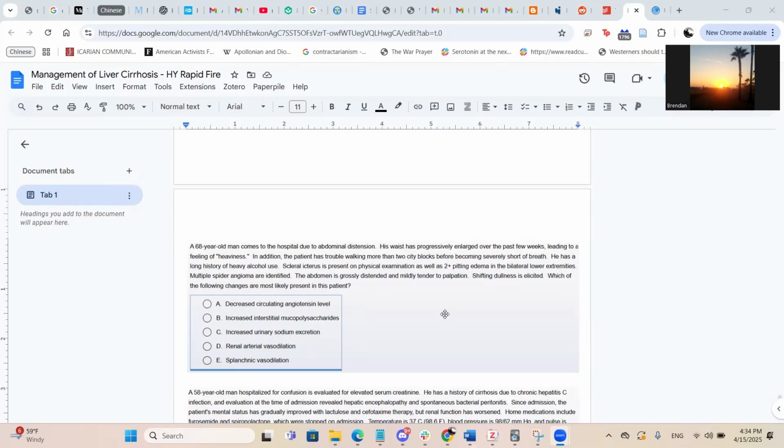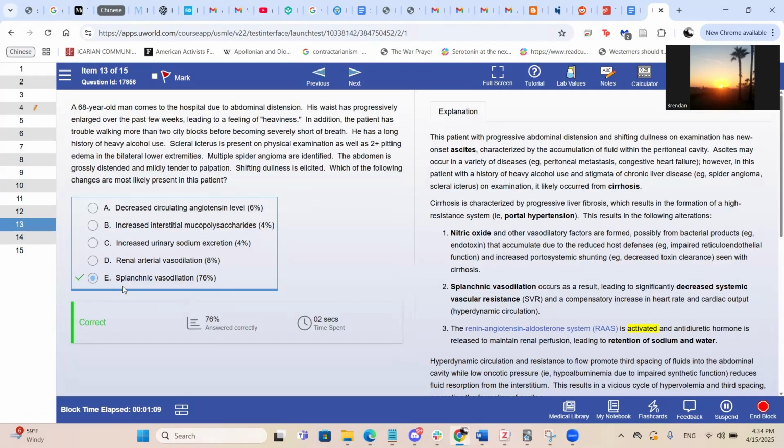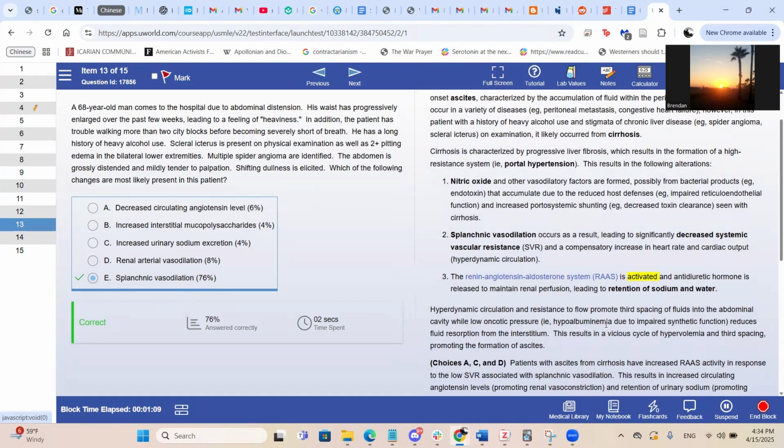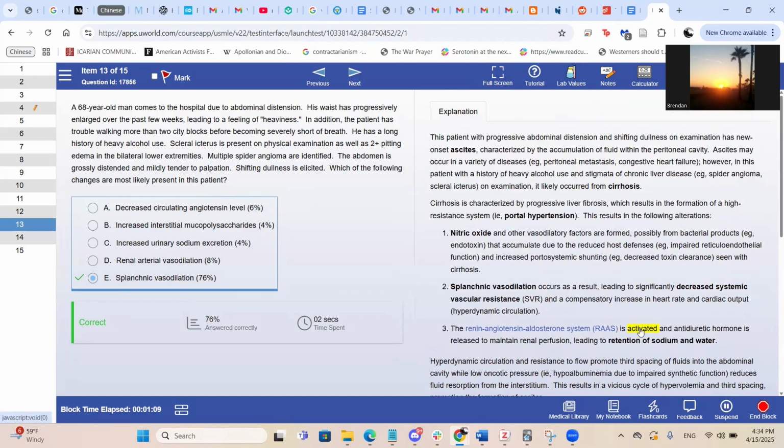All right. Feel free to pause this and read through this question. And revealing the answer, it is E, splanchnic vasodilation. Not much to this one. It's just a matter of understanding the mechanism behind the fluid buildup for ascites and hepatorenal syndrome in cirrhosis patients. You have the portal hypertension that's inducing the nitric oxide release, and that's what's causing the splanchnic vasodilation, which is resulting in this third spacing.